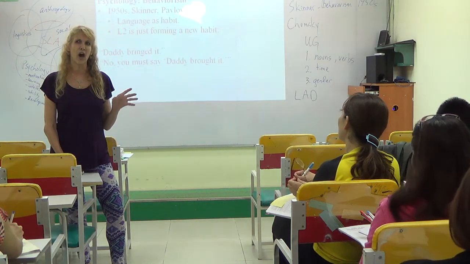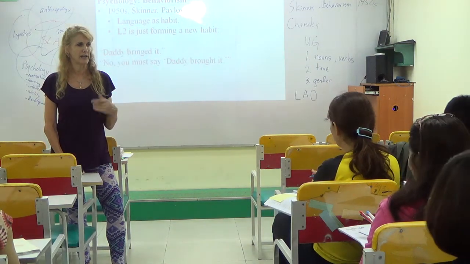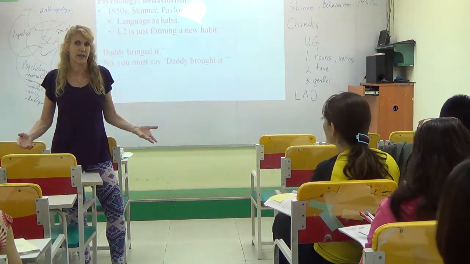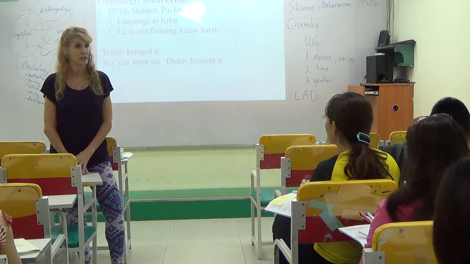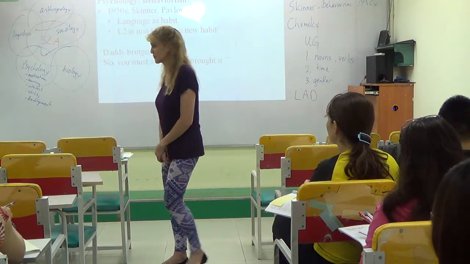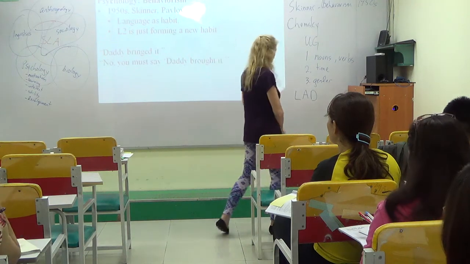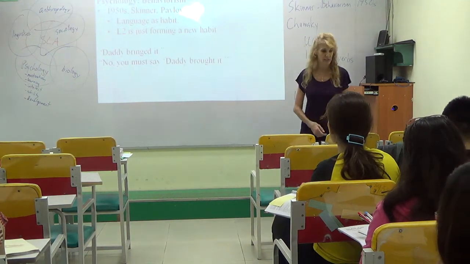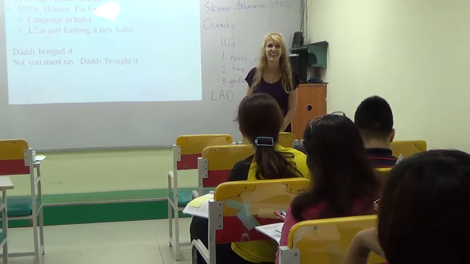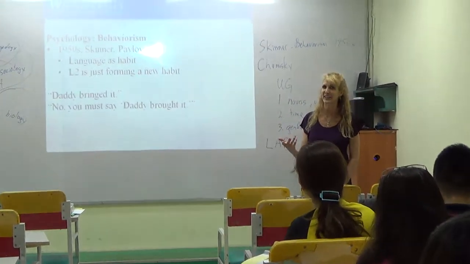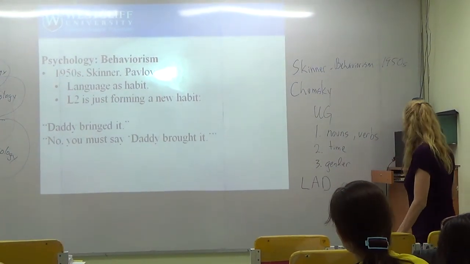So this was a flaw in Skinner's theory. Parents don't do that, they don't correct it. So how does the child learn then? It wasn't a question of stimulus and response. Sometimes parents correct, sometimes they don't, but the child still learns the correct form eventually. We usually use what you call recasting, right? You would say, oh, Daddy brought it. So you want to model the correct thing, but we usually don't tell them overtly how to correct it.